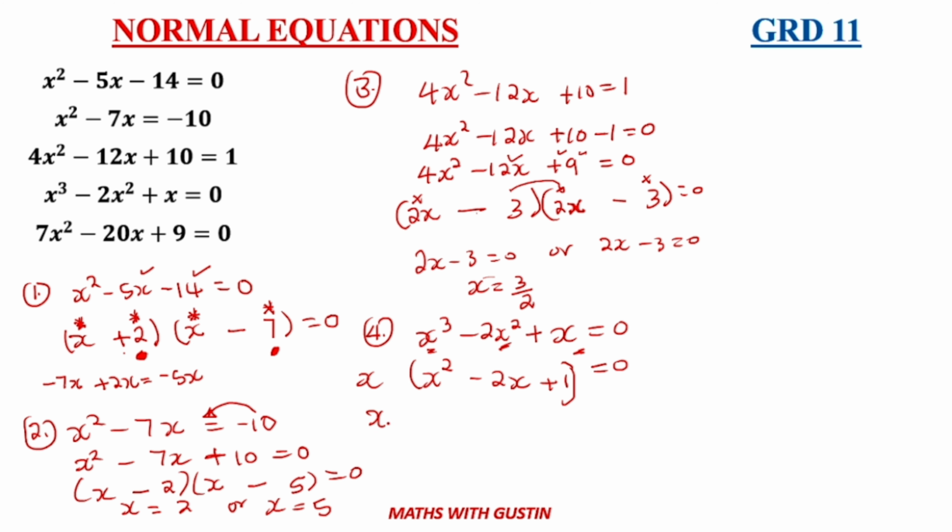Okay, so now we're going to have x, and when we look at what is inside the bracket, it is going to be x, and the two numbers that give us 1 are 1 times 1. We just have a negative there and a negative there. So now what is our x value? x is equal to 0, or x is equal to 1. So that's our answer there.